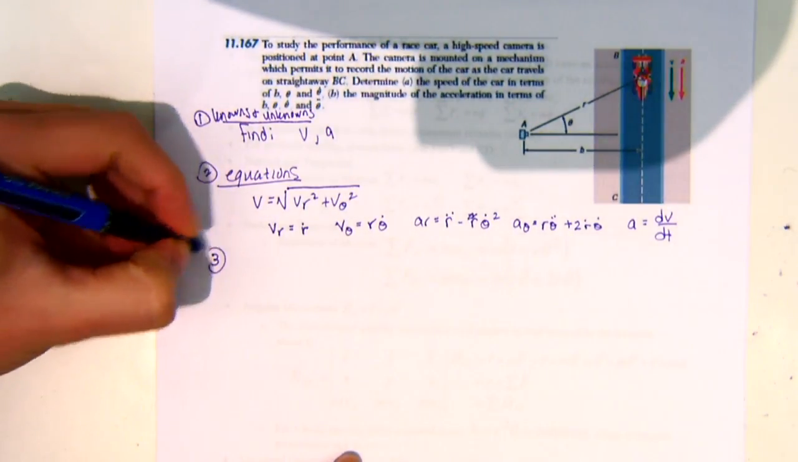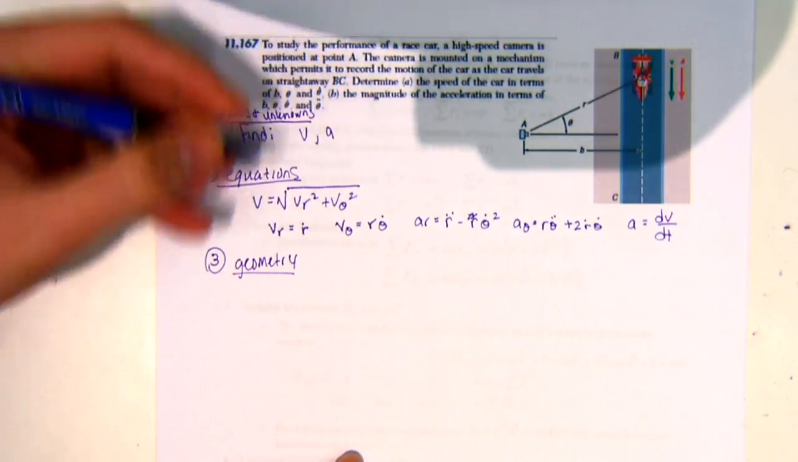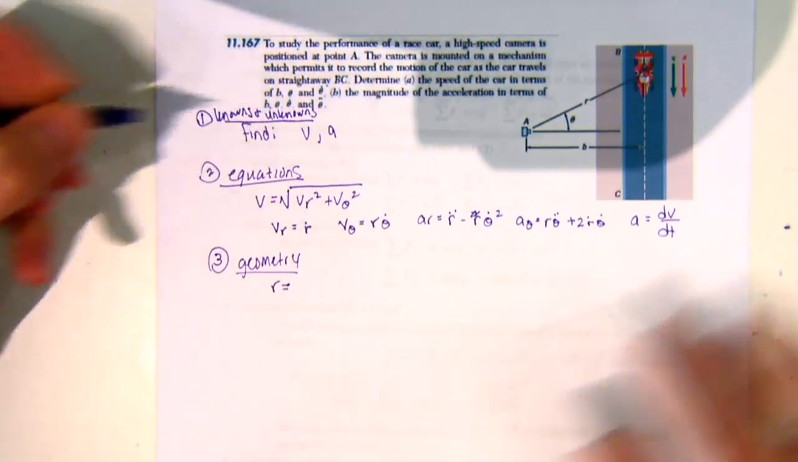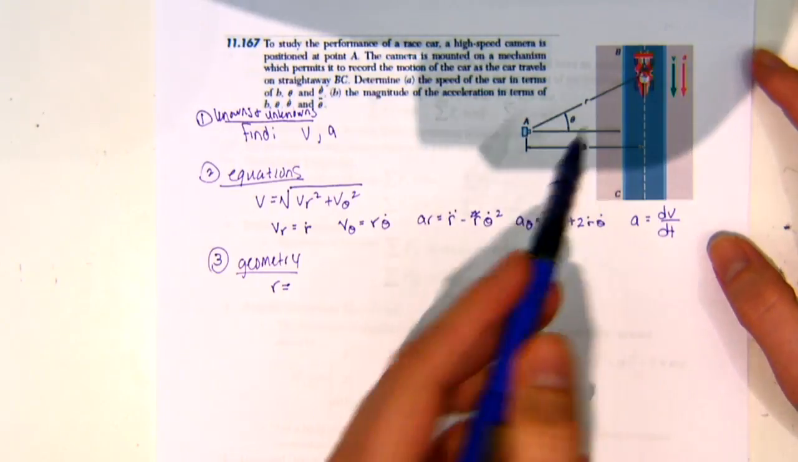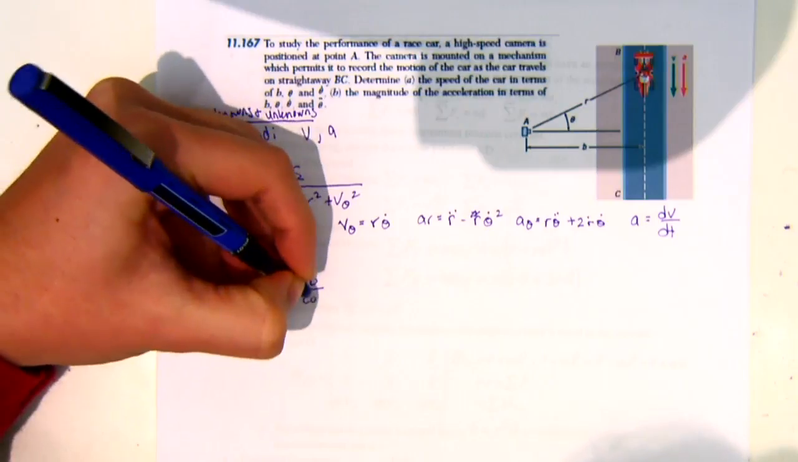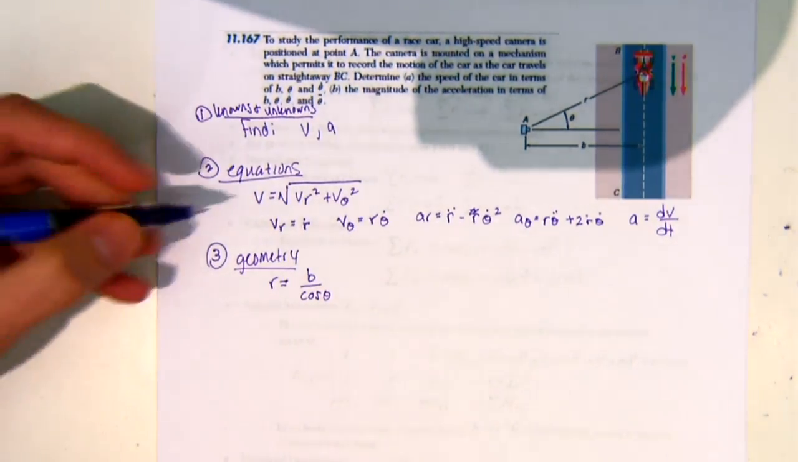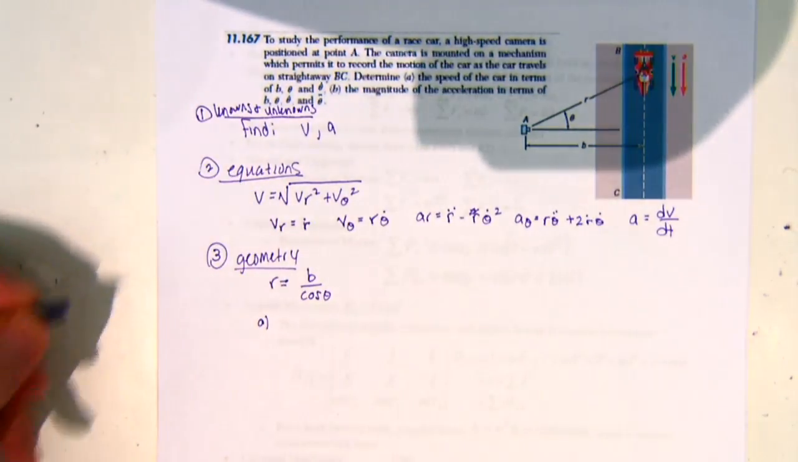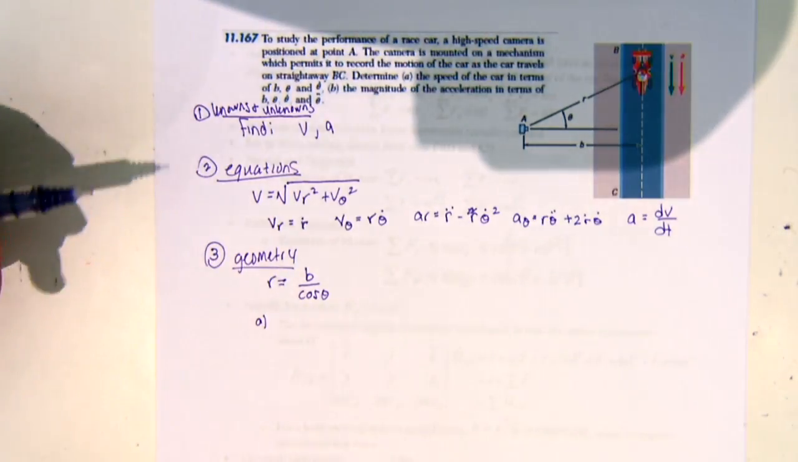So from the geometry, we could say that cosine of this angle is equal to b over r, right? So r is equal to b over cosine theta. Everyone see that? Once we have this, now we can start plugging stuff into our equations. To find velocity, we know that VR is equal to R dot. So I need to find the derivative of that expression.